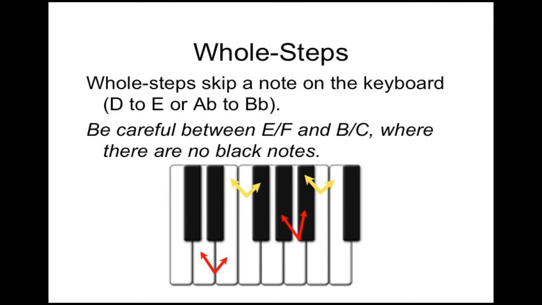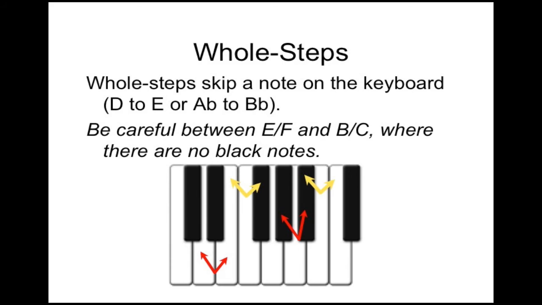Whole steps refer to two notes on the staff or keyboard that skip a note in between. For example, notice the first pair of red arrows on the left between D and E. There is a black key in between. Also, the second set of red arrows on the right point to A flat and B flat. Here, there is a white key in between. By skipping one note, we basically have gone two half steps or a whole step apart.